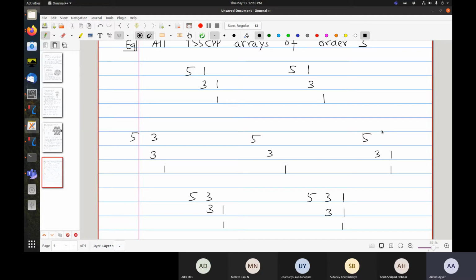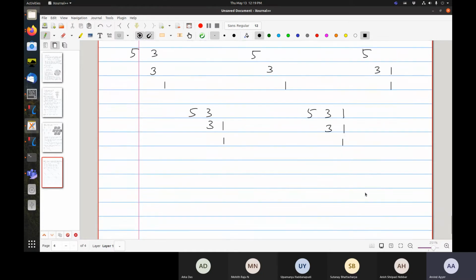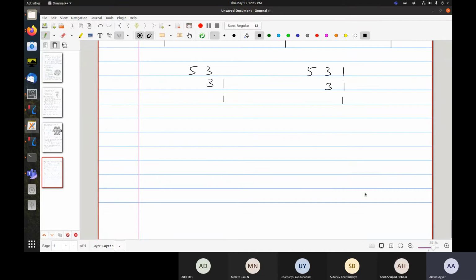Now, if there are 2 entries, they have to be these 2. You cannot have either these 2 or these 2, so they have to be these 2. This always has to be a 1. This can be a 1 or a 3. So you get these 2. And if it's all of them, you have this. So you can see we have all of them. And this is the general proposition.